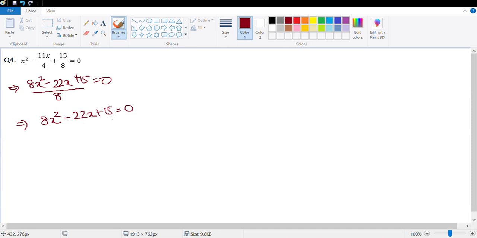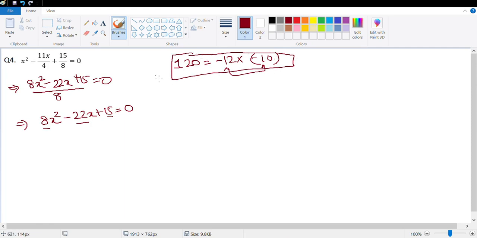So now I need to find factors of 15 into 8, that's 120, the sum of which would be negative 22. So 120 can be written as negative 12 into negative 10, and the sum of negative 12 and negative 10 is negative 22. Perfect. So we've split the middle term negative 22 as negative 12 and negative 10. So this is 8x squared minus 10x minus 12x plus 15 is equal to 0.